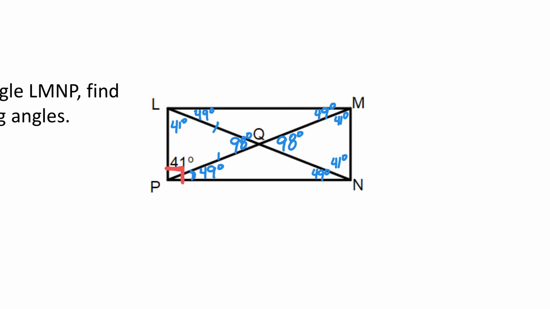And then the last thing we have is a linear pair right here. When you have a straight line, you have 180 degrees. So if 98 degrees is on one side, that means 82 degrees is on the other. And then we have a vertical angle down here, 82 degrees. So we have a bit of a domino effect as we go through these.